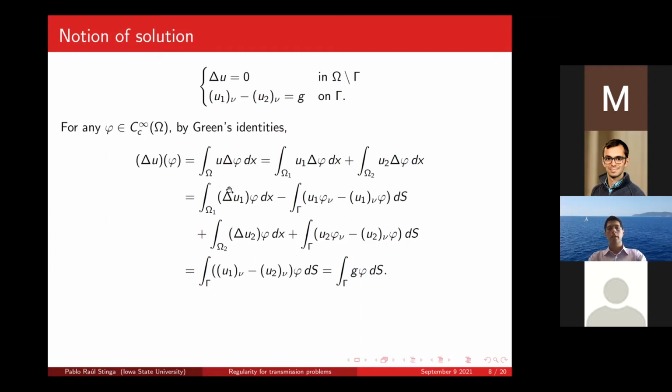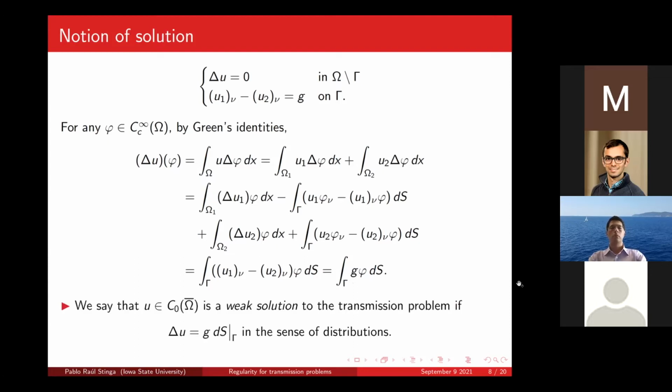Okay, so these are harmonic functions, so these two terms disappear. U1 and U2 are the same on gamma, because that's my condition, so these two terms disappear too, and you end up with the difference of the normal derivatives of U1 and U2 times phi on the surface gamma. And this is my prescription, G. So that's my definition of solution.